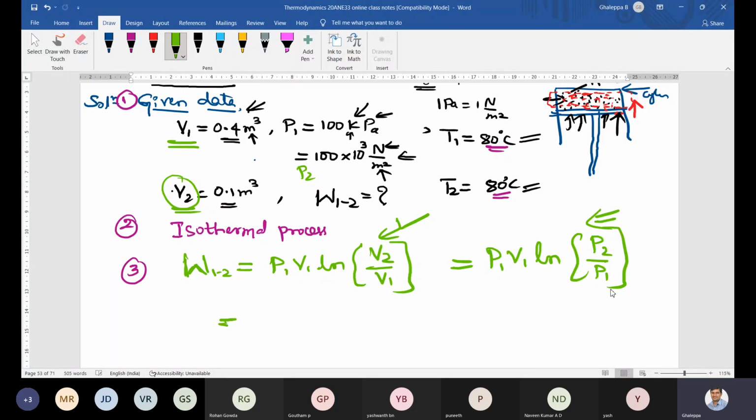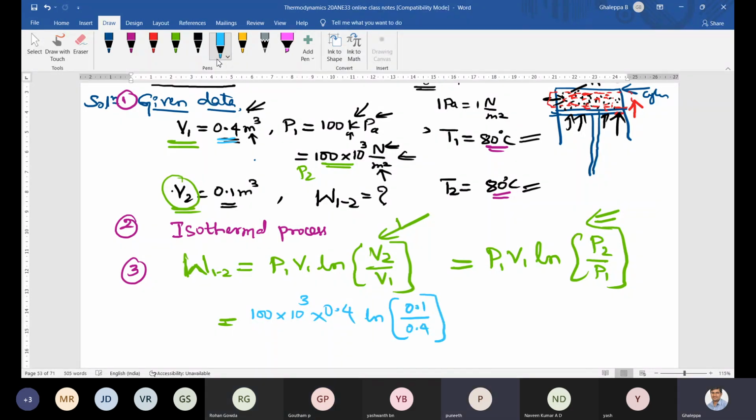Now we'll substitute the values. How much is the value of P1? 100 into 10 to the power of 3. V1 is 0.4. ln of 0.1 divided by 0.4.